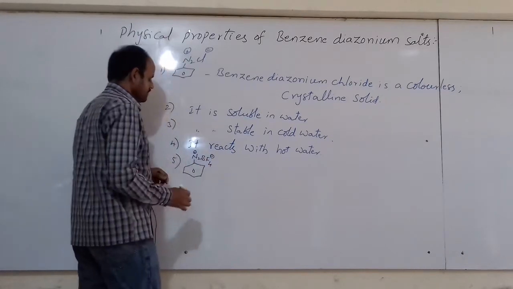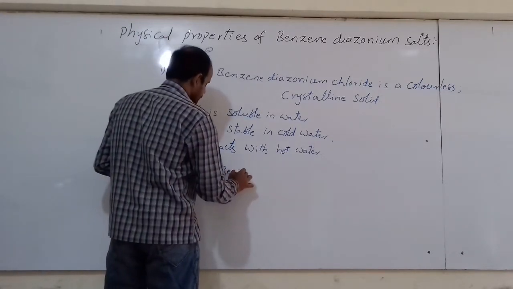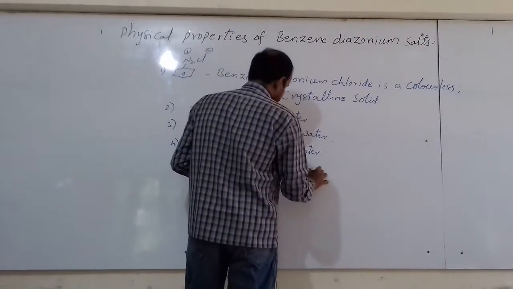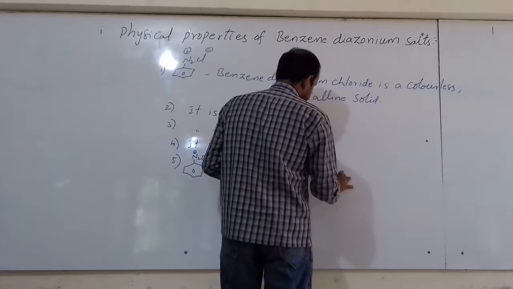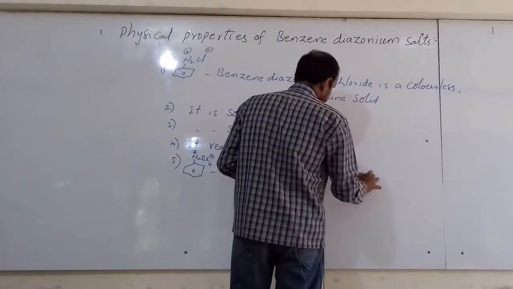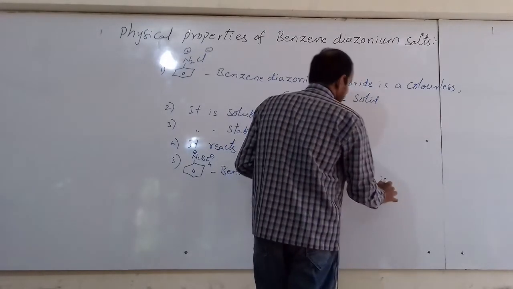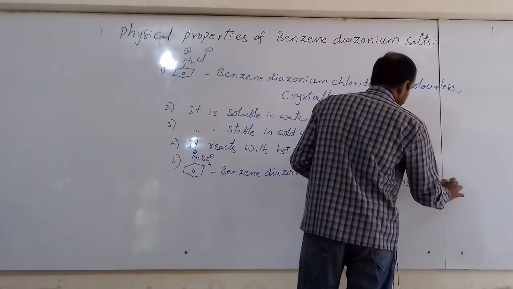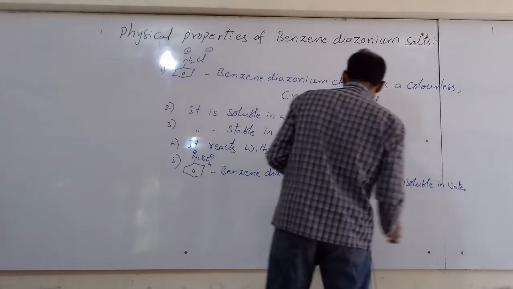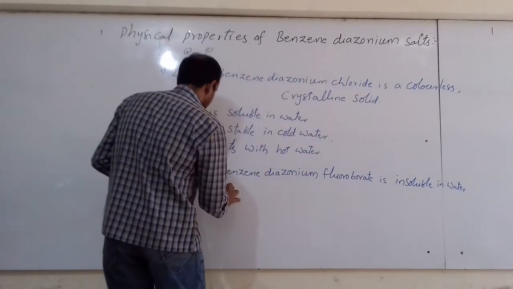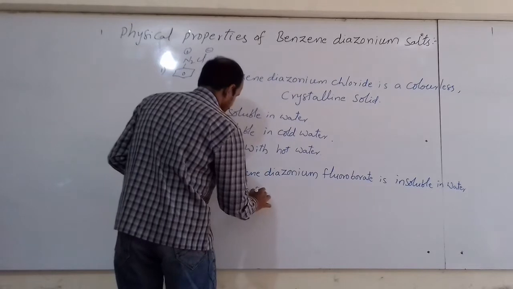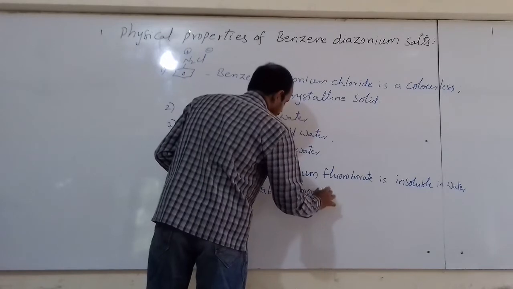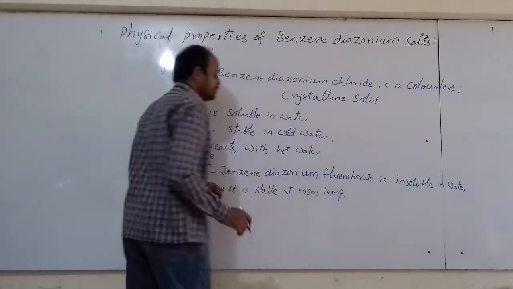And if you take benzene diazonium fluoroborate, that is C6H5N2BF4, this is the benzene diazonium fluoroborate. It is insoluble in water. And it is stable at room temperature.